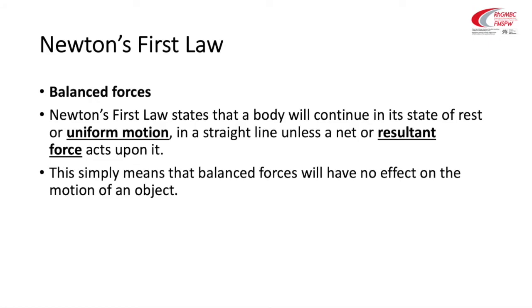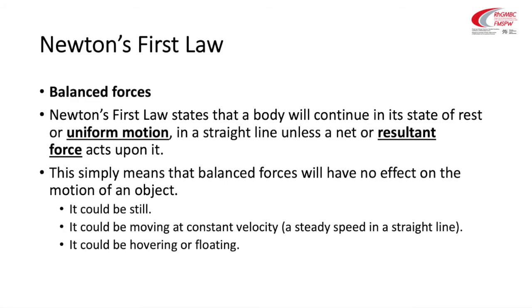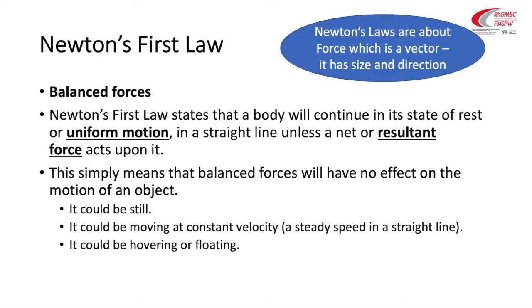And basically what it means is that if the forces on an object are balanced, then in total, or the resultant of those forces, won't have any effect on the motion of that object. It could be still, it could be moving at a constant velocity, or in other words a steady speed in a straight line. It could be hovering or floating. And remember, Newton's laws are about force, and force is a vector. That means it has size and direction.